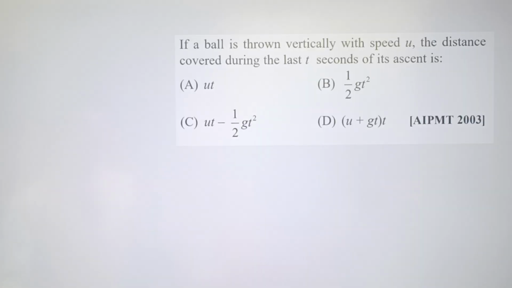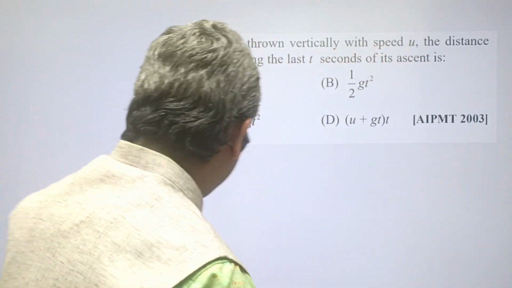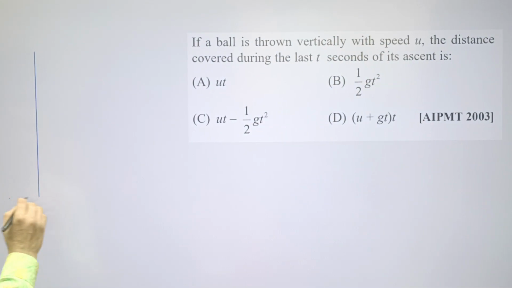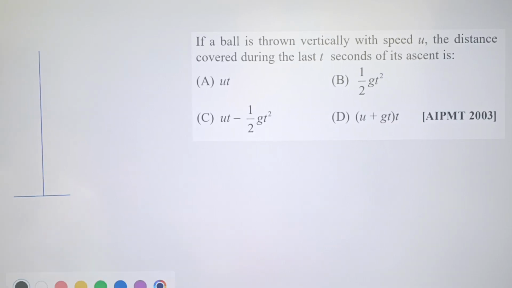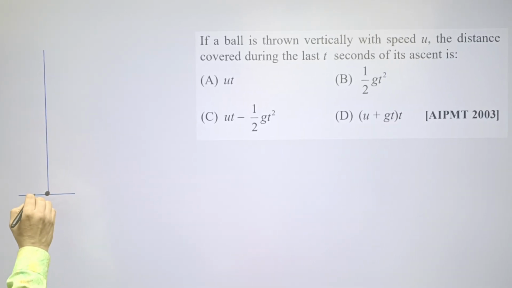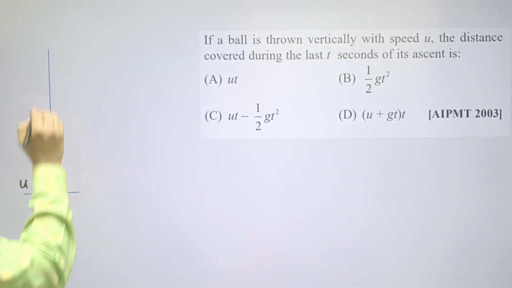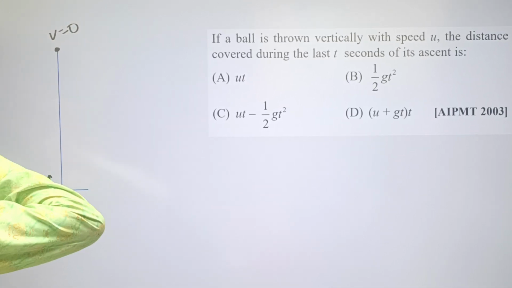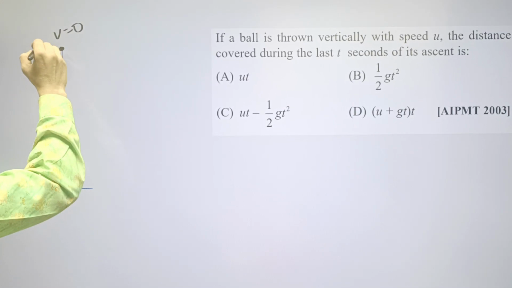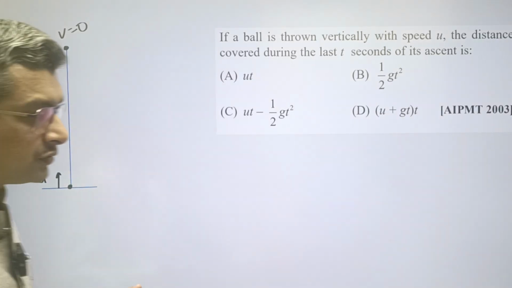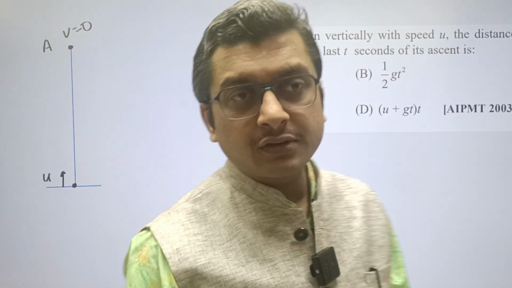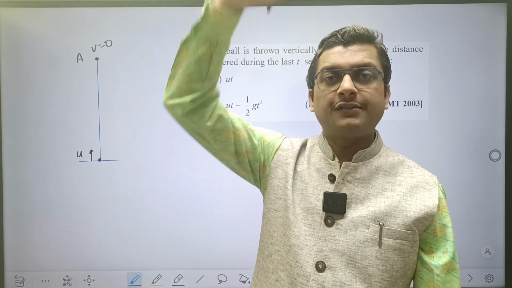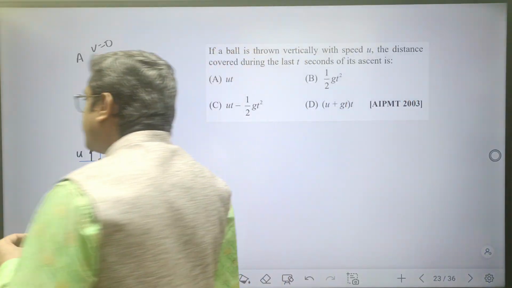Next: a ball is thrown vertically with the speed u. So the situation is, let us suppose, a ball is being thrown vertically upward with a speed u, and the highest point where the velocity becomes 0, isn't it, is point A. Then we are asked to find the distance covered by this ball during the last t seconds of its ascent, isn't it?